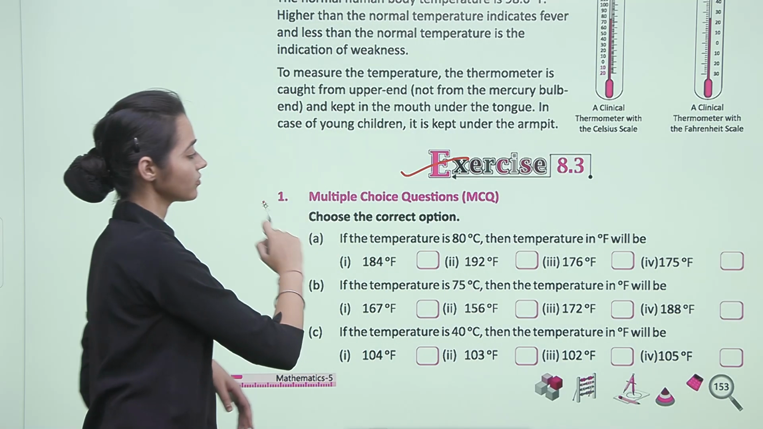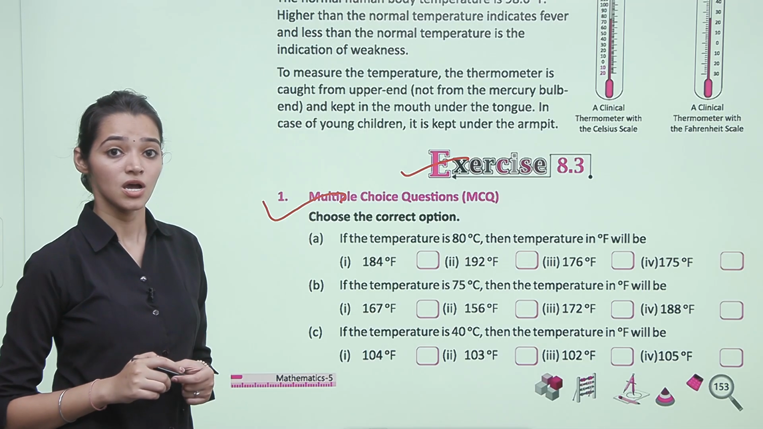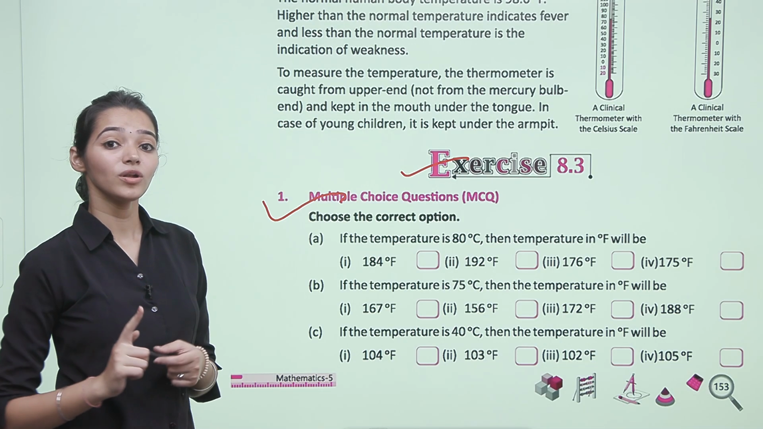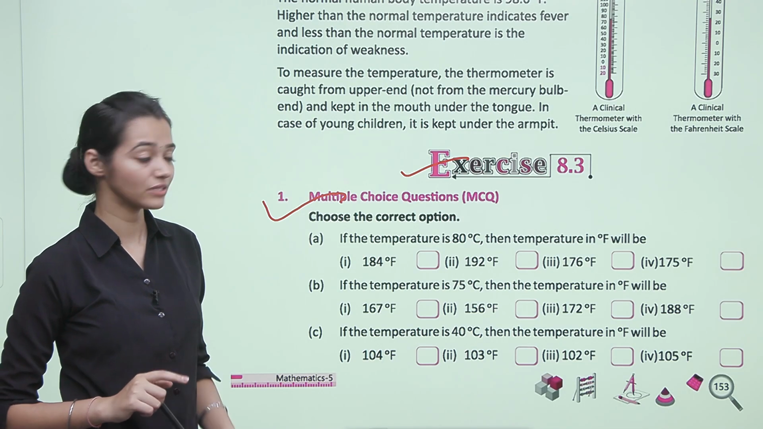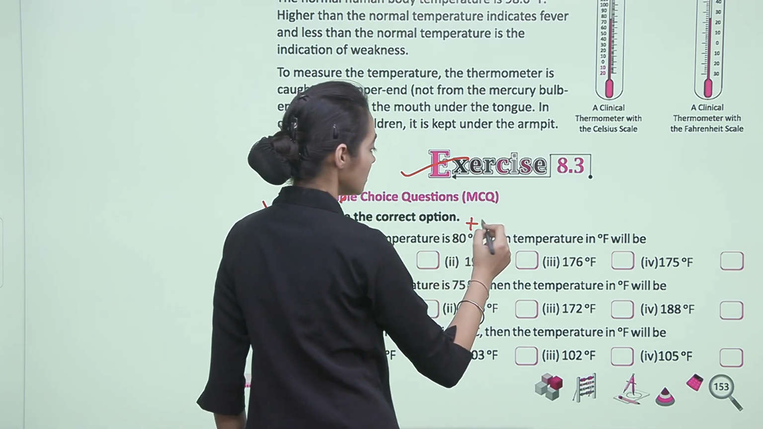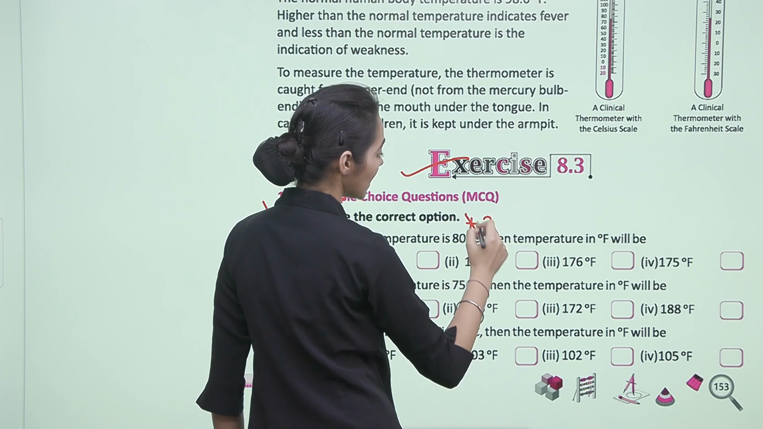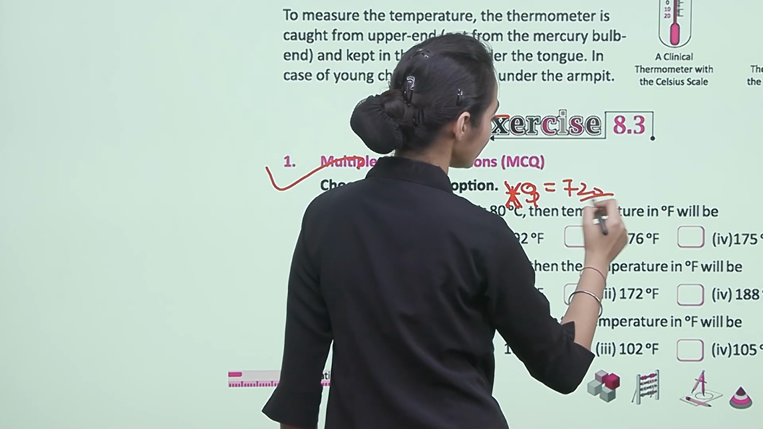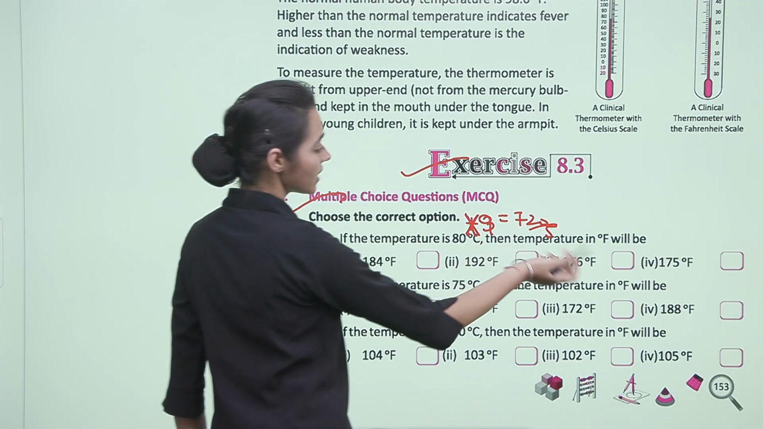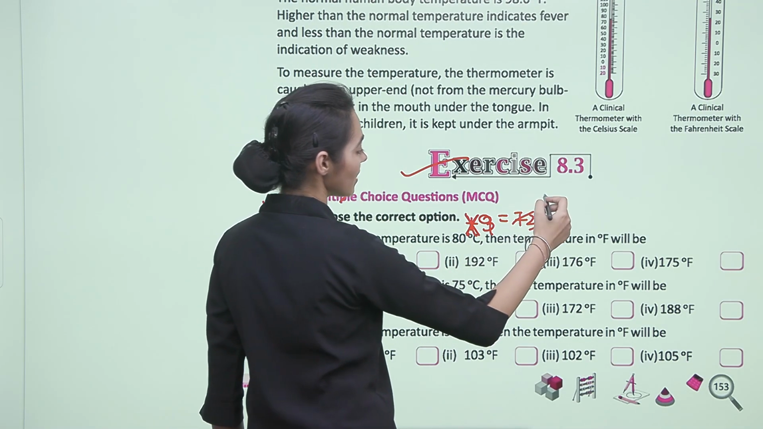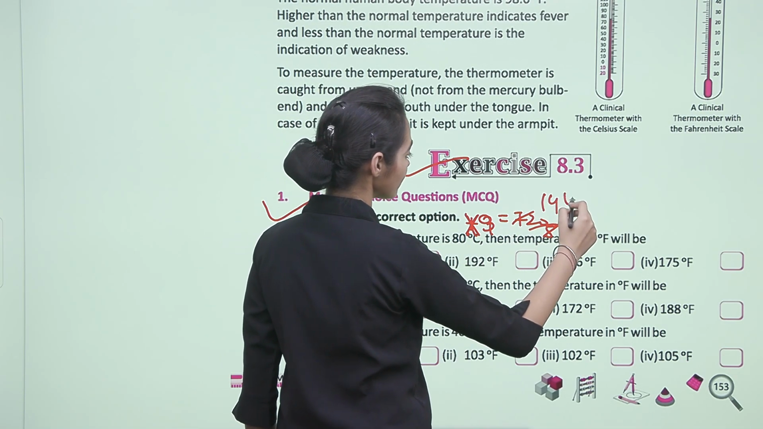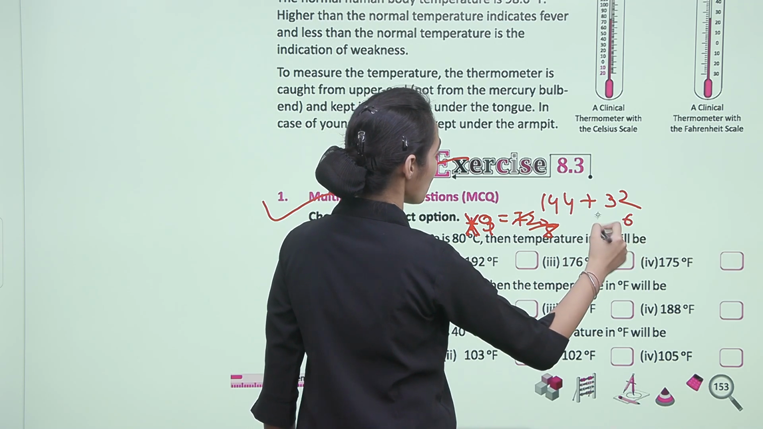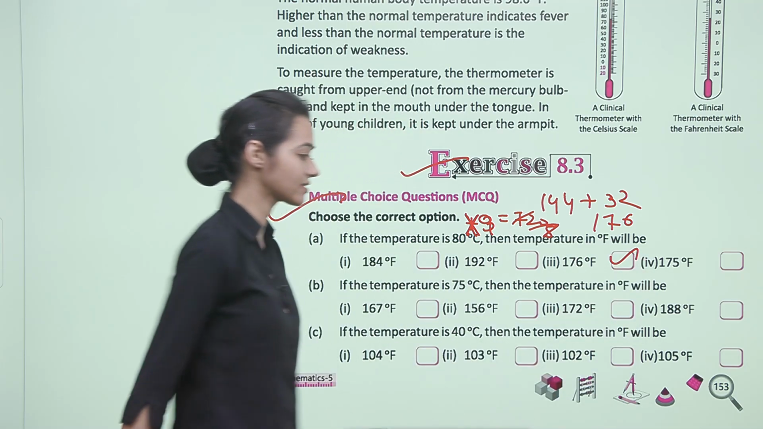Let's start with exercise 8.3. In the first one, we have to choose the correct option. If a temperature is 80 degrees Celsius, what will be the temperature in Fahrenheit? In Fahrenheit, firstly we will multiply it by 9, that is 720, divided by 5. Now when we divide it by 5, 5 ones are 5, 5 fours are 20, and adding 32, it becomes 176 degrees Fahrenheit, which is the correct answer.